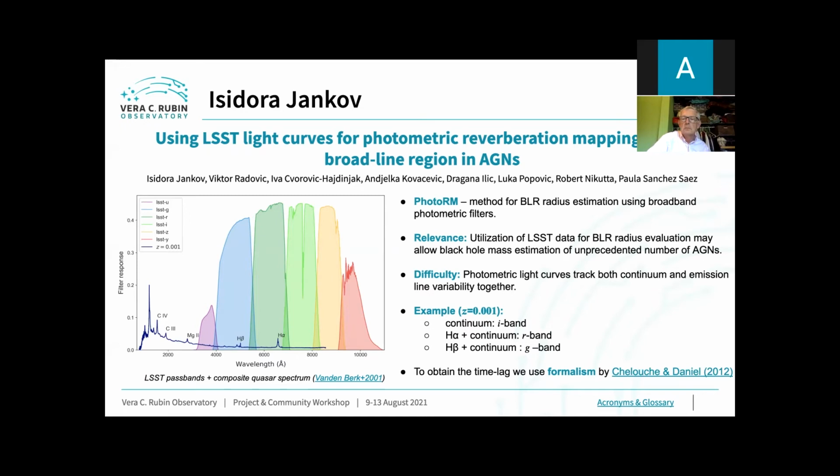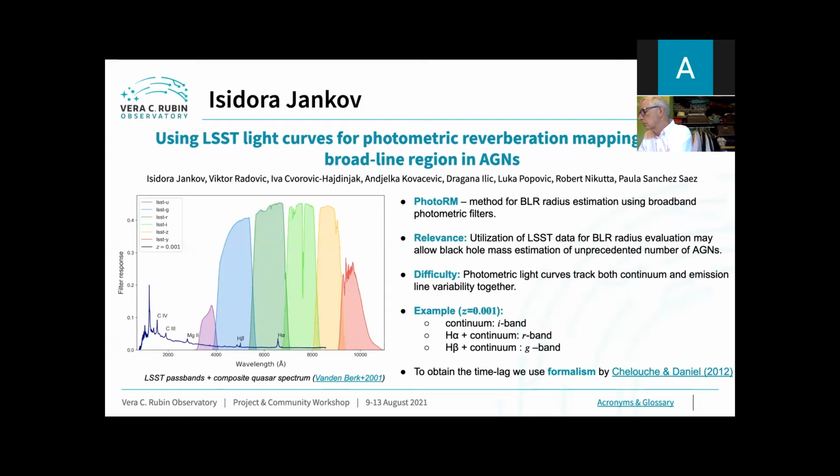Usually, this is performed using resolved line spectroscopy, which is more accurate but observationally time-consuming. There is one difficulty with photometric light curves. As seen on the picture on the left, different LSST filters cover different groups of spectral features, so a broadband light curve is unable to trace emission line variability separately from the continuum. To account for this, Chalush and Daniel developed an efficient, although less sensitive method, which allows the utilization of these light curves for time lag estimation.